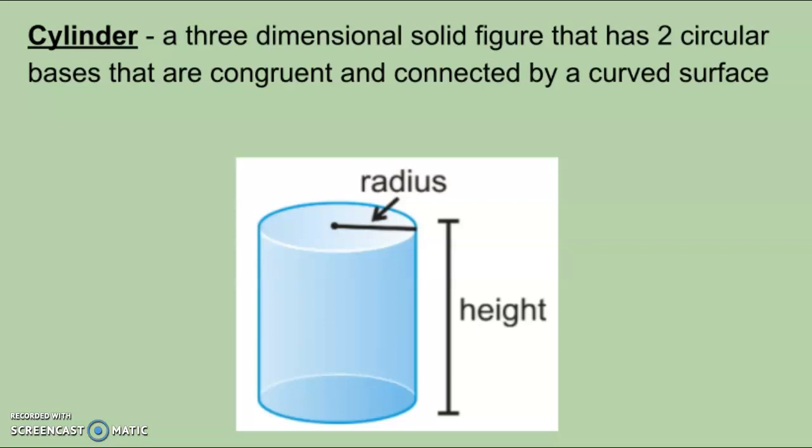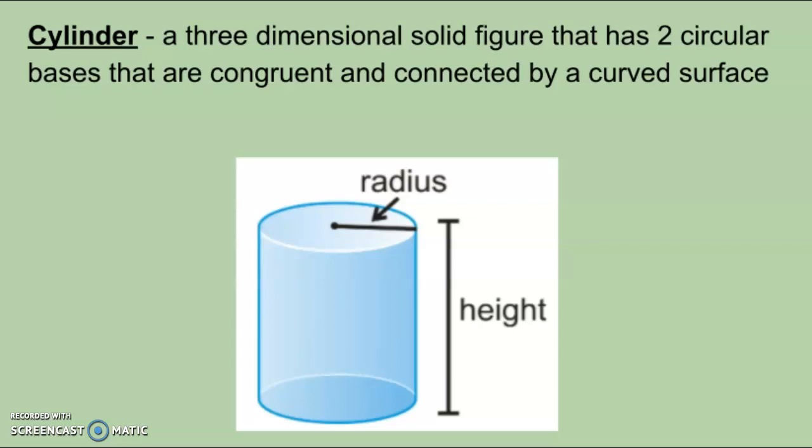Alright, let's start by making sure that we have a common definition of what a cylinder is. So a cylinder is a three-dimensional solid figure that has two circular bases which are congruent to one another, so those bases are the exact same size and shape circles. And those circles are connected by a curved surface. So you can see I've included a diagram of what a cylinder can look like. Notice that the top and the bottom are circles, and they are the same size circles. And they're connected by that curved surface.